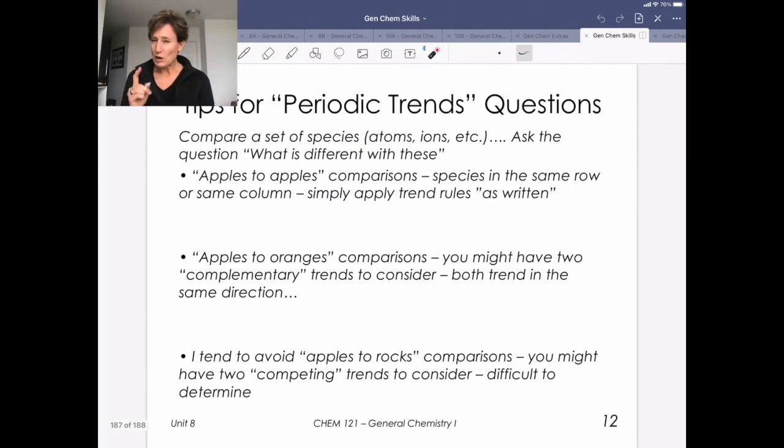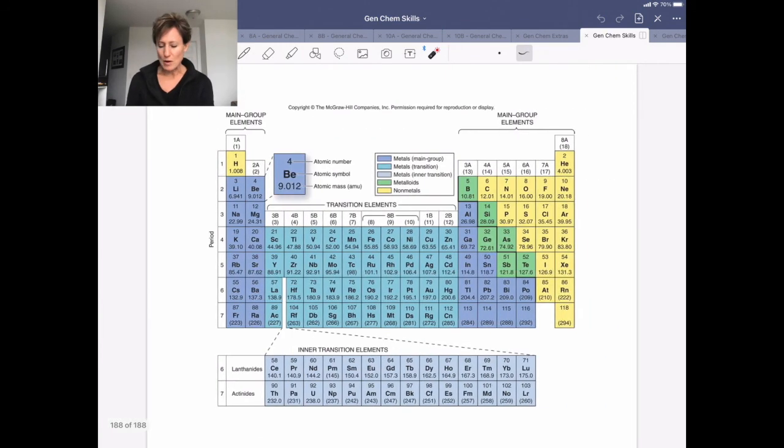Something that I tend to avoid, but I'm going to show you an example here that I still think is a fair question, is what I call apples to rocks. It's like comparing two things that are really hard to compare. Rather than being two complementary trends that trend in the same direction, these are going to be competing trends. So unless it's something that I think is obvious, I'm not going to probably ask that. For example, what about oxygen and chlorine? Well, oxygen's further to the left than chlorine is, so that would make it bigger, but chlorine is further down, so that would make it bigger. So you sort of have competing trends there.